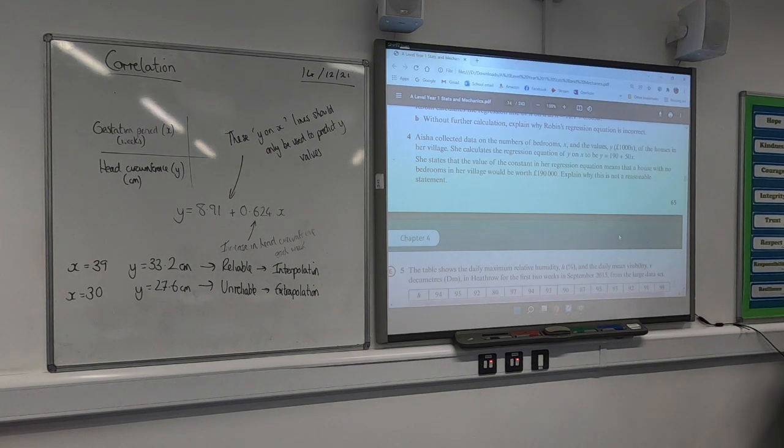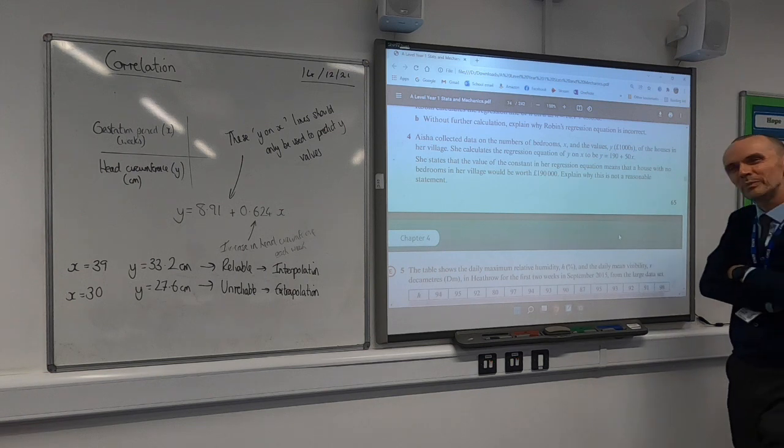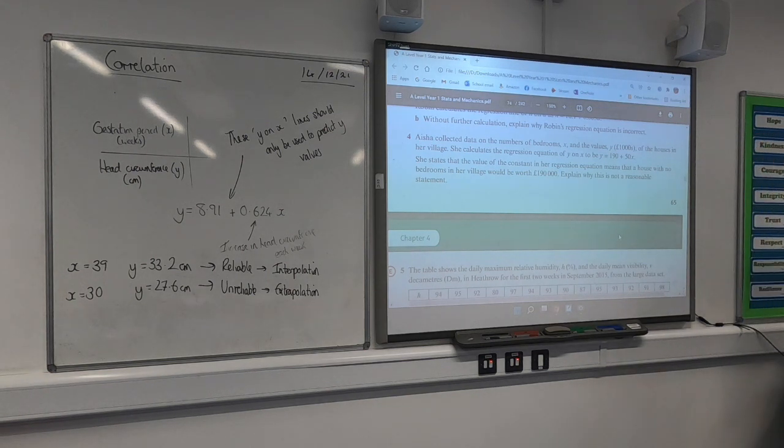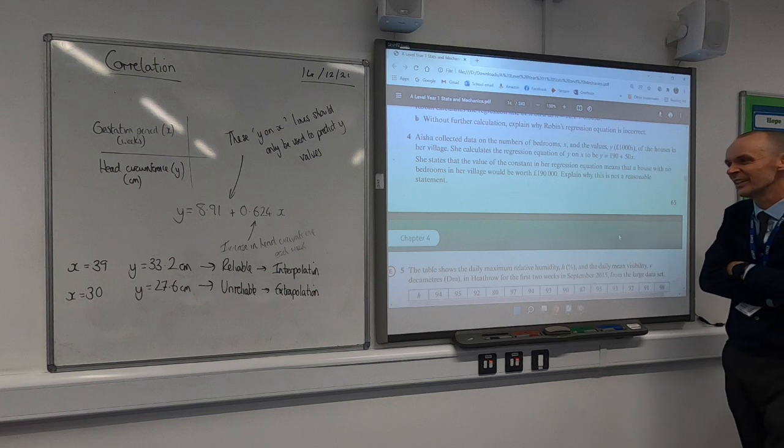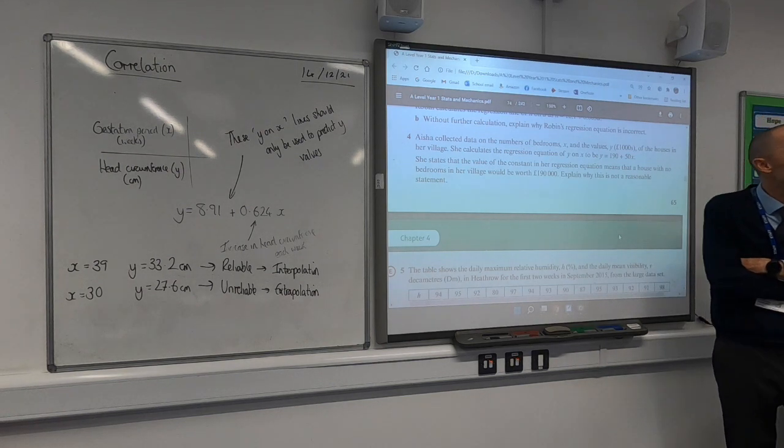Well, there's loads of different factors, isn't there? Like where it is. Can you see any potential problem buying a house with no bedrooms? Oh yeah, you've got nowhere to sleep. No one's going to want to buy a house with no bedrooms, are they? So it's unlikely to be accurate because a house with no bedrooms would be less desirable.